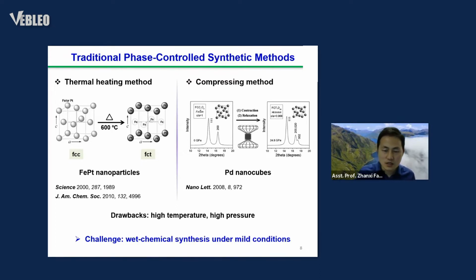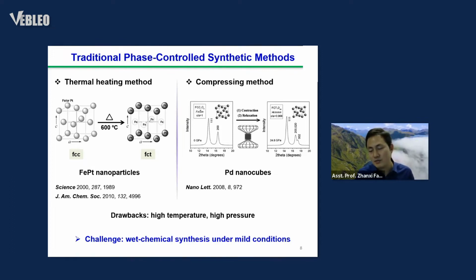Although these two traditional methods are quite effective, there are some drawbacks, because both of them involve very extreme conditions, that is high temperature and high pressure. This is sometimes not wanted, especially for ultrathin and anisotropic nanostructures. So in this case, people prefer to use methods that can realize phase control under mild conditions.